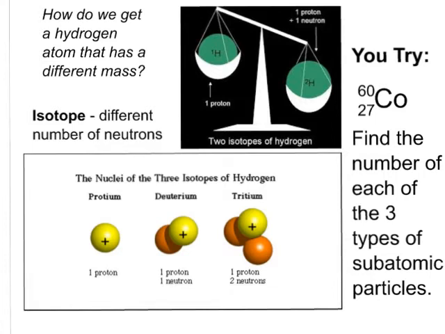So you try a little problem here. I'm going to give you cobalt, okay? And I'm going to give you some information. The atomic number is 27 and atomic mass of 60. So find the number of each of the three types of subatomic particles for this isotope of cobalt.